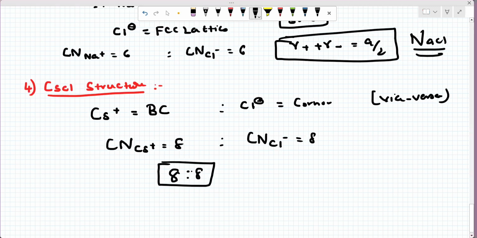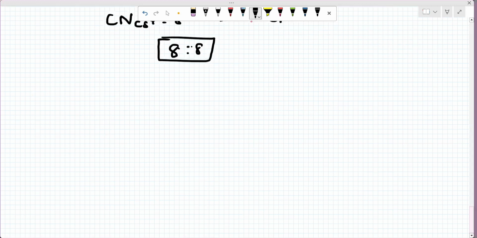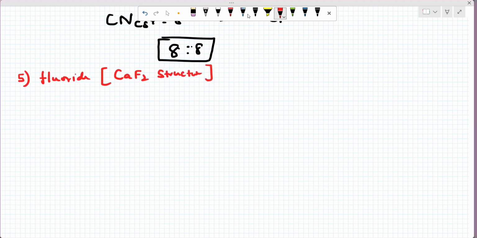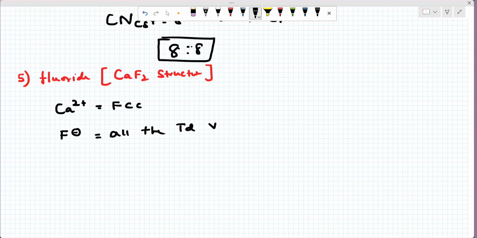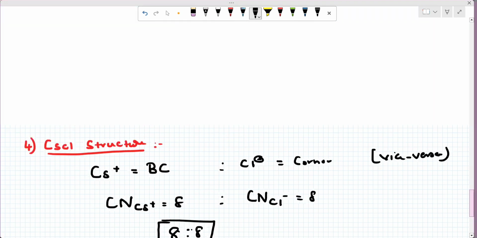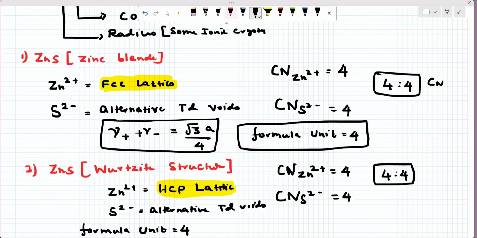Now, fifth, the fluorite structure. This is very important. Please note, this is called calcium fluoride. Listen, Ca2+ occupies FCC, and F- occupies all the tetrahedral voids. There is some difference here, so questions are asked on that. In zinc sulfide, the anion occupies alternate tetrahedral voids. We have to compare.